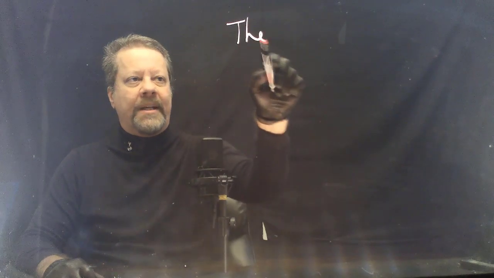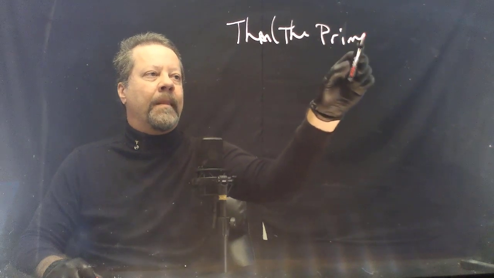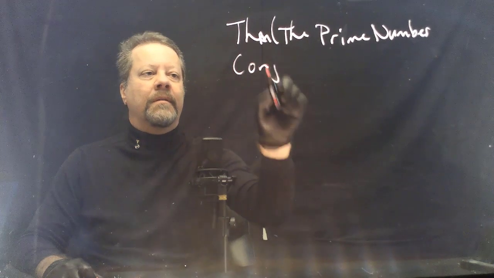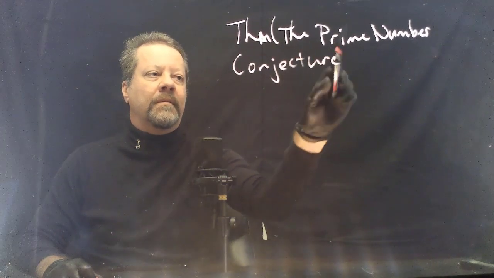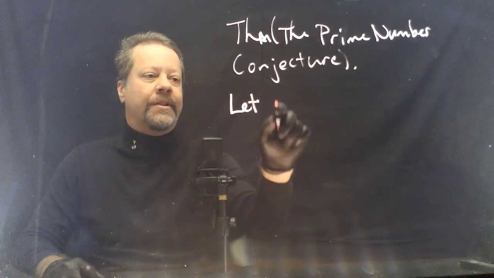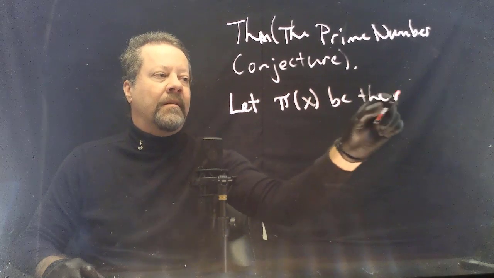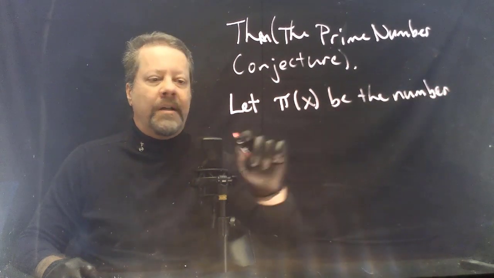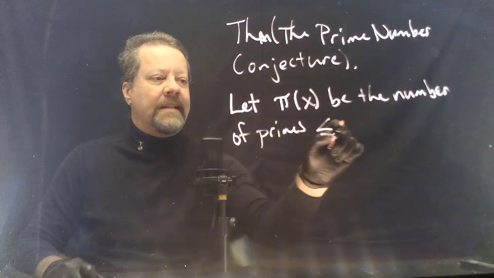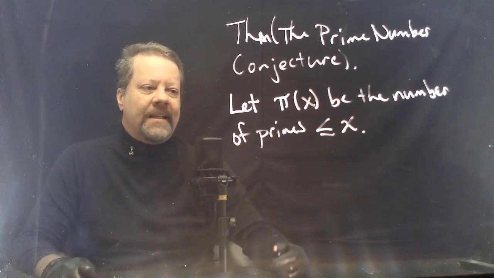Next, we present the following theorem. It's the prime number conjecture. And it begins by introducing a notation. Let pi of x be the number of primes less than or equal to x. So pi of x is the number of primes less than or equal to x itself.